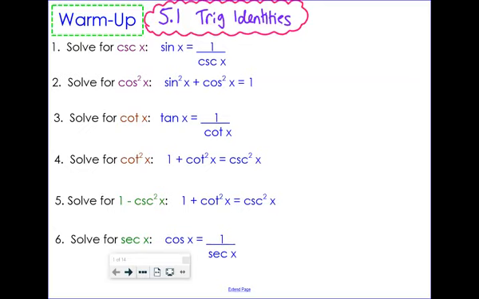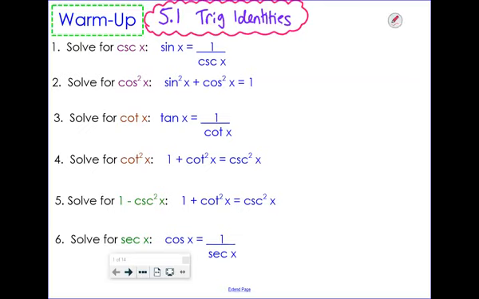We're going to dive right in on lesson 5.1, Trig Identities. Here's your warm-up, pause your video and come back to see if you've got them right. So going over this in 3, 2, 1.